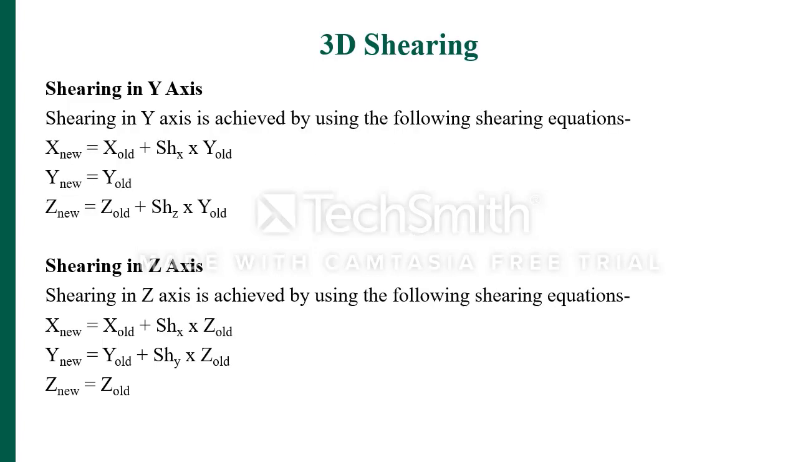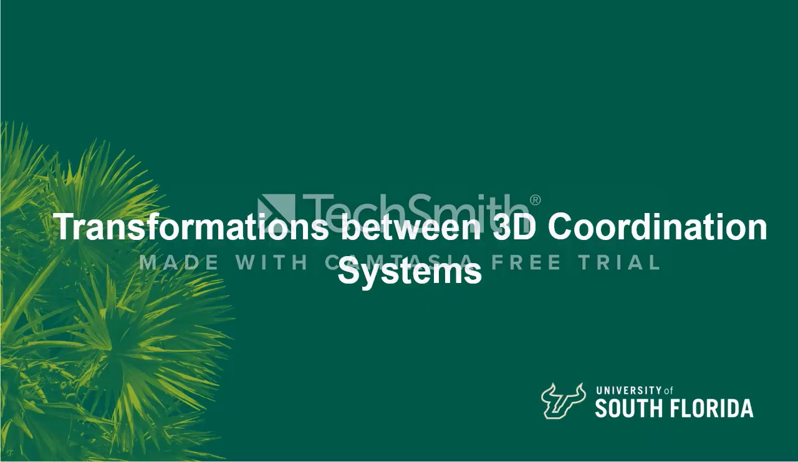In the y axis, y old goes to y new, and x new is x old plus shx multiplied by y old, and for z new it is z old plus shz times y old. For shearing performed along the z axis, z new will be z old, and y new will be y old plus shy multiplied by z old, while there is no shearing on the z axis, right? In the same way x new is given by x old plus shx times z.